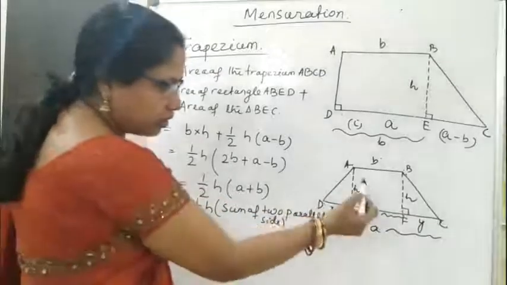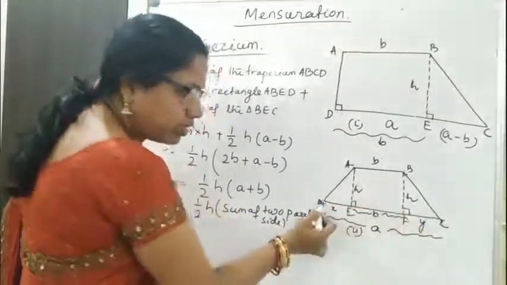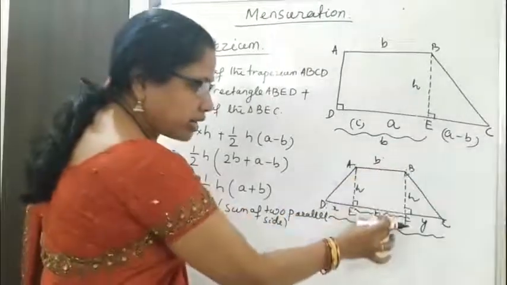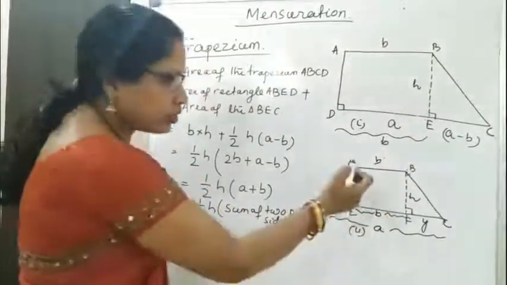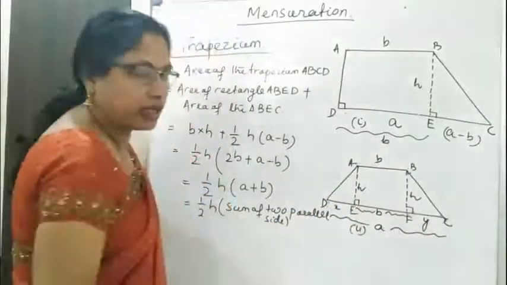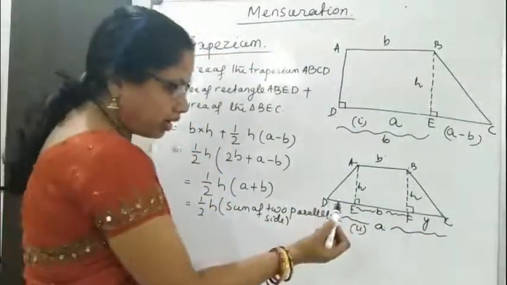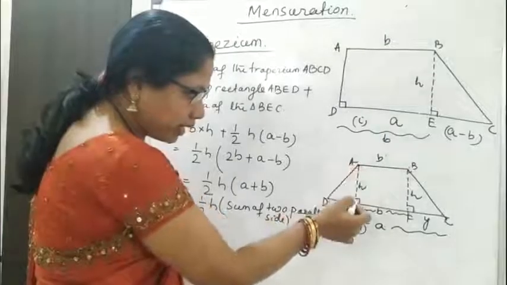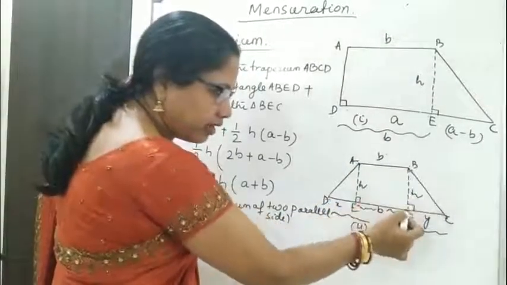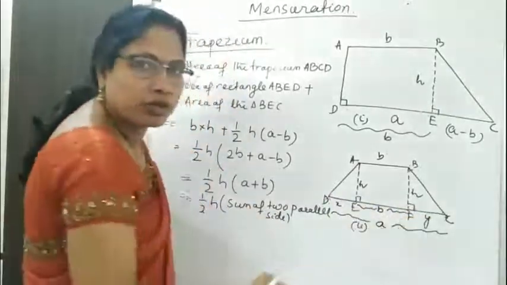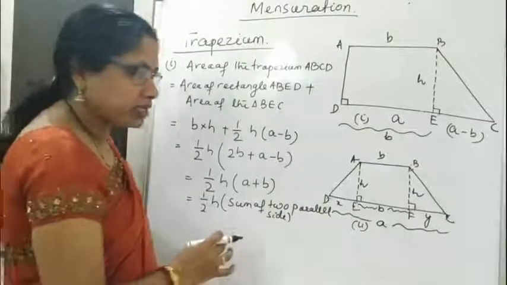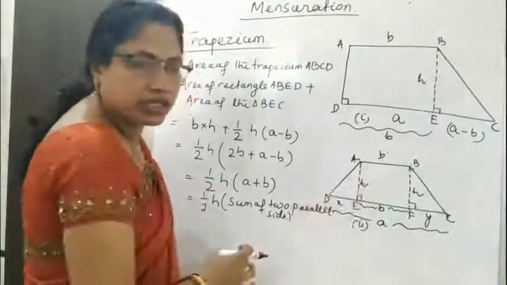Formula for the second figure. Here in this figure ABCD is our trapezium, having AB parallel to CD. AB is b unit and CD is a unit. Here I have drawn the perpendiculars: AE is perpendicular to CD and BF is also perpendicular to CD. These are the heights of the trapezium ABCD, so these are h unit.